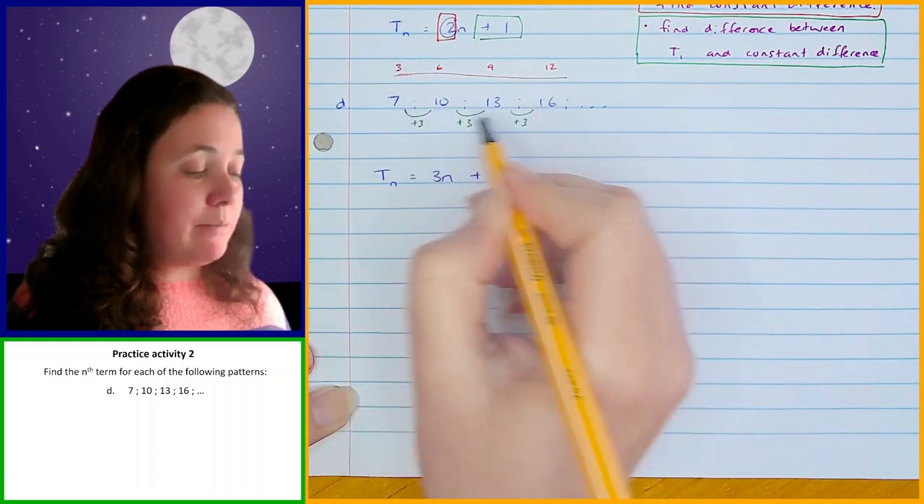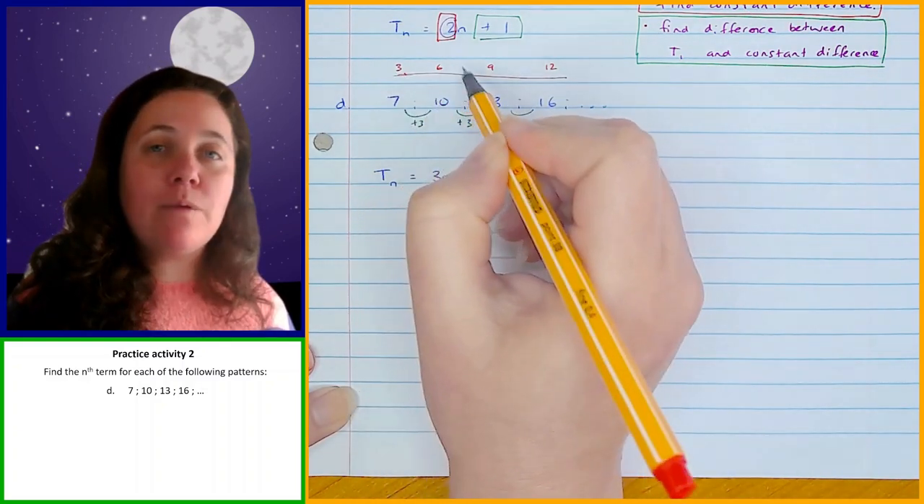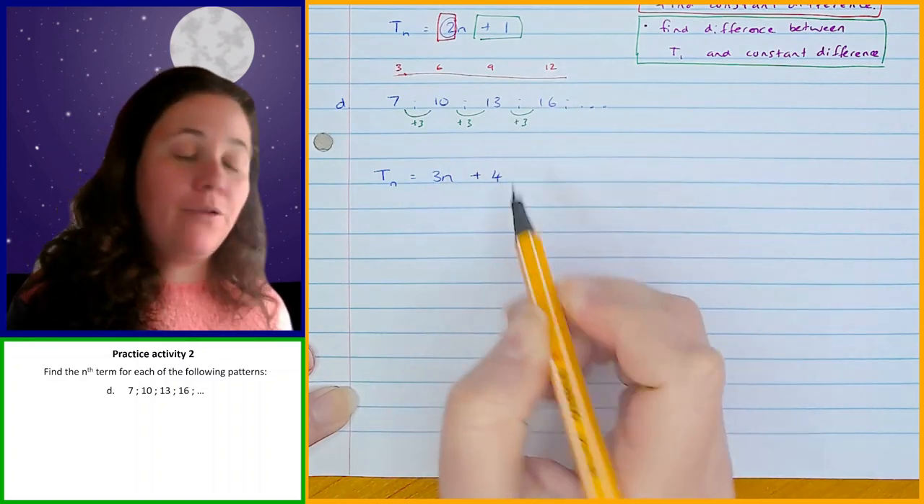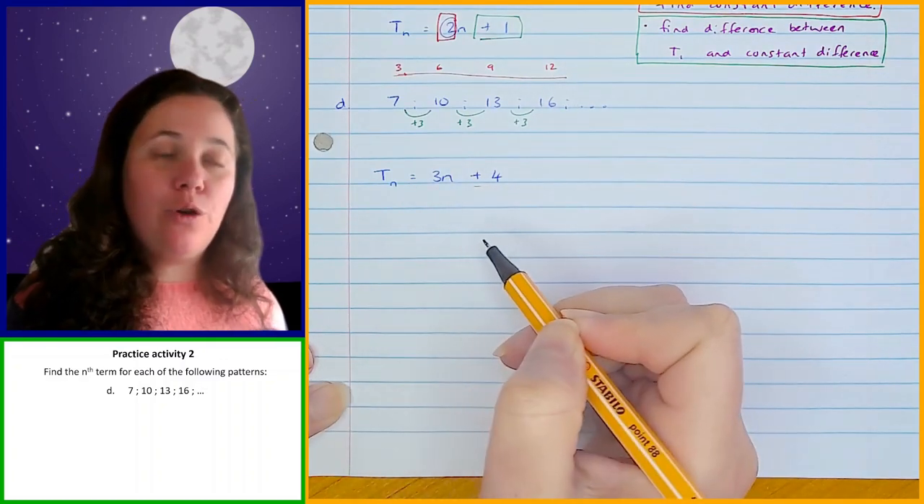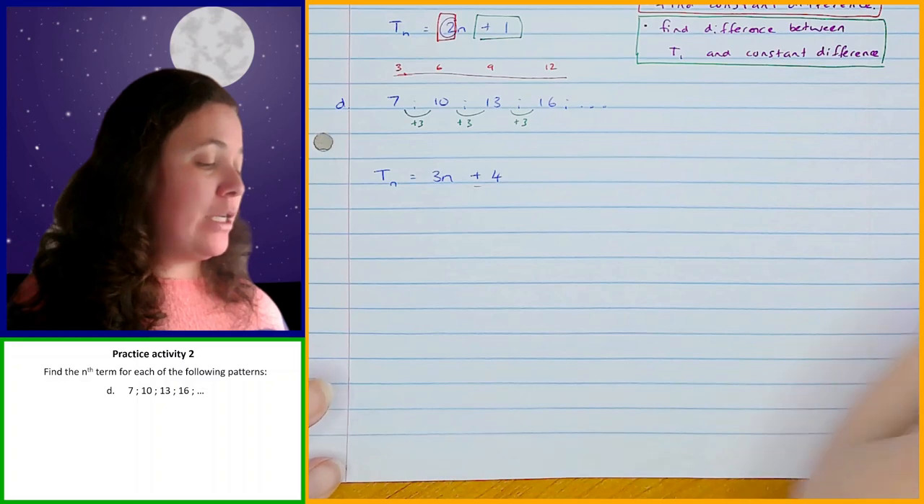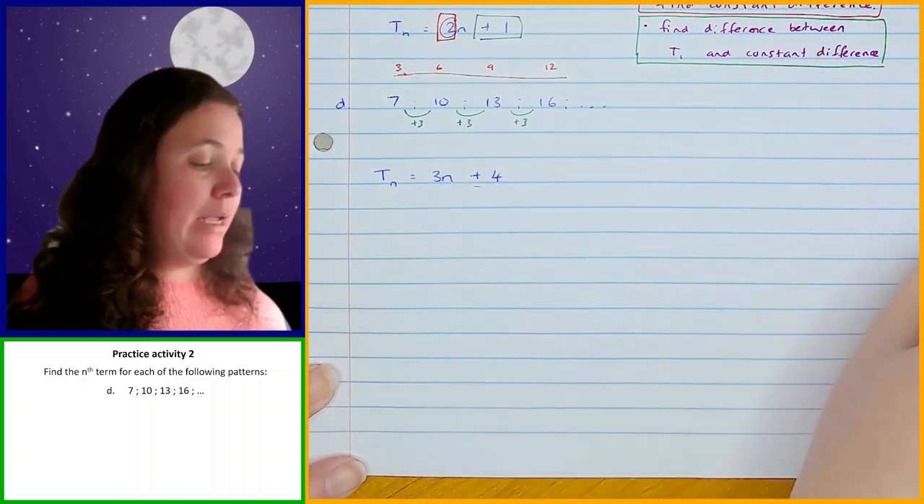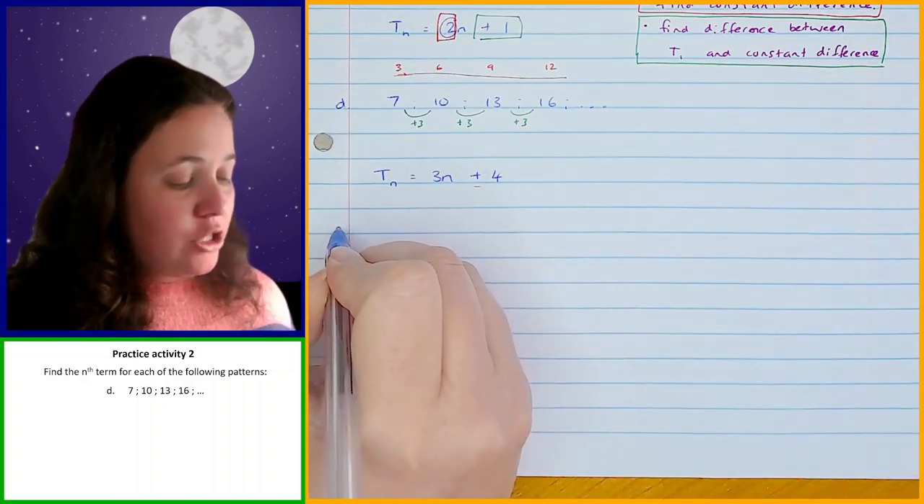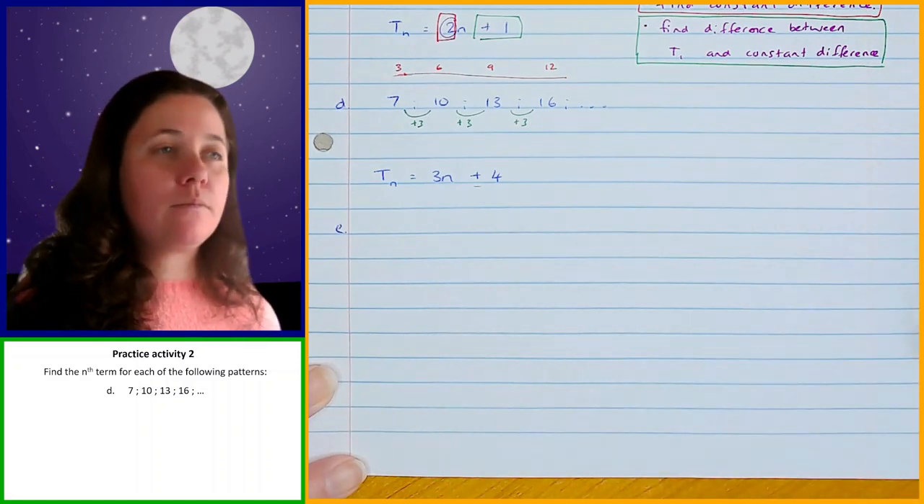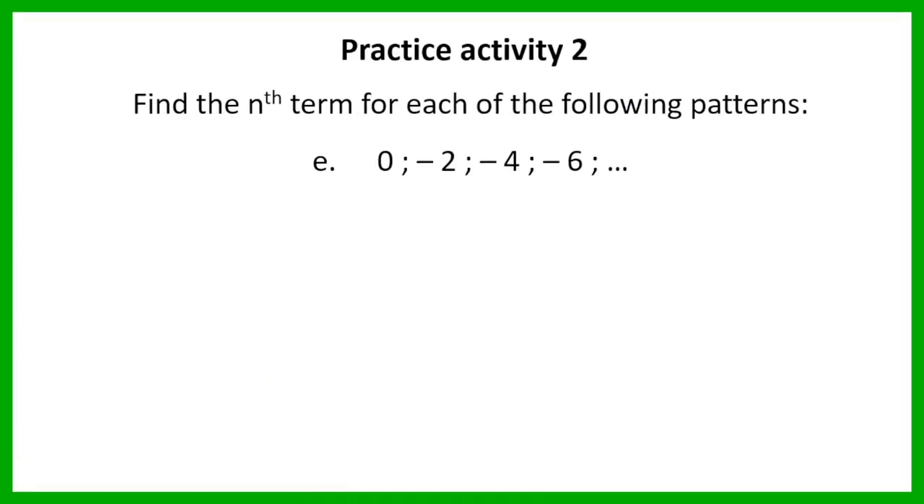But now I need this pattern. So I need to take each of those terms and increase them all by 4. And that's why I have this plus 4 over here. So for question D, you should have got Tn equals 3n plus 4. Then question E. In this one, you've got 0, negative 2, negative 4, negative 6. So I'm going to give you 1 minute again to work this one out.